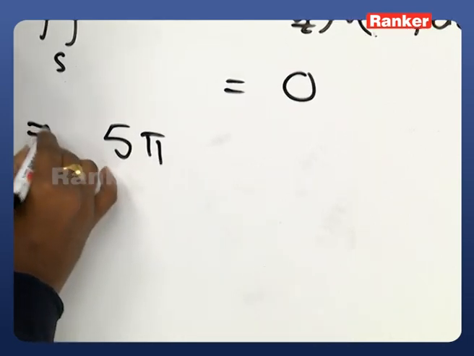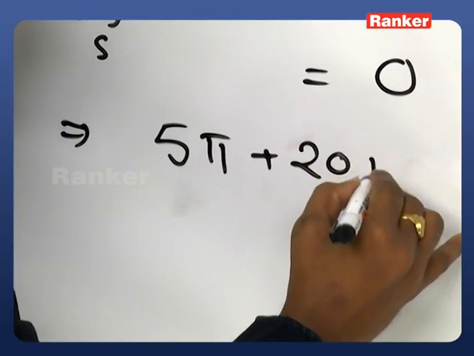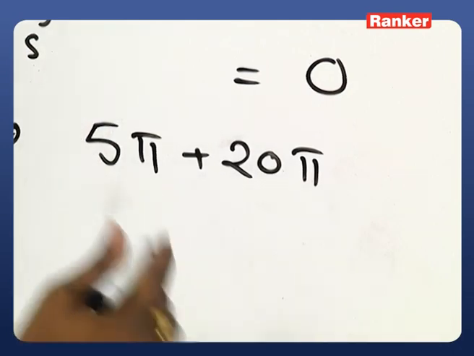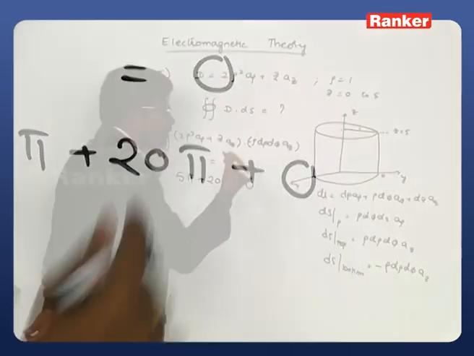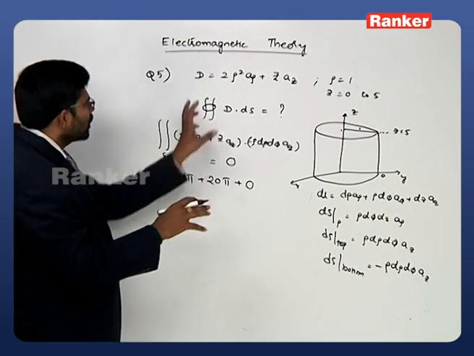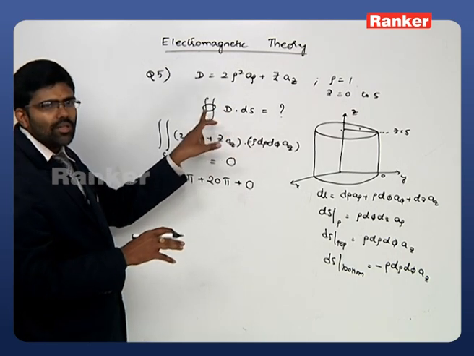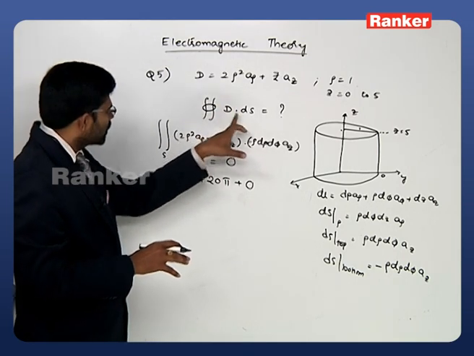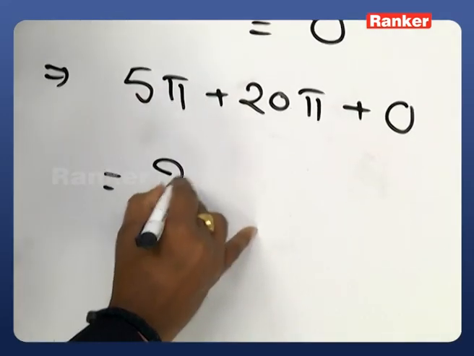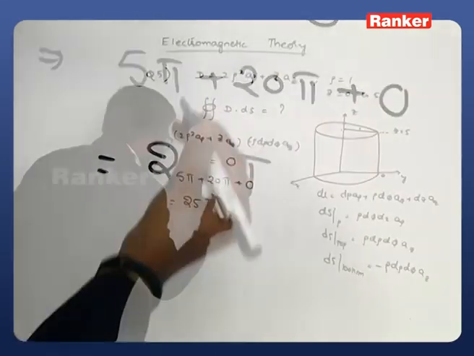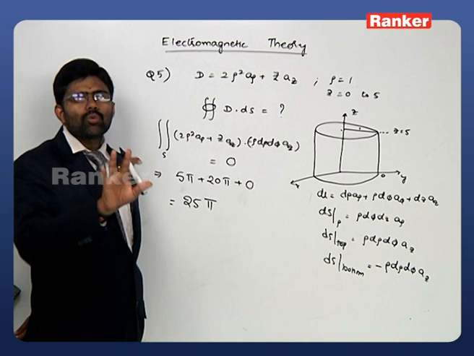For the curved surface, what we get is 20 pi. And for the bottom surface, what we get is 0. So now the total quantity which is leaving that particular closed surface, the closed surface integral of D dot dS, is 25 pi. So this is the answer you have to write there.